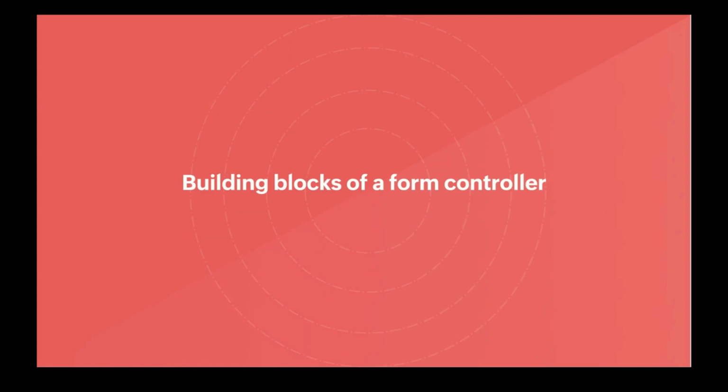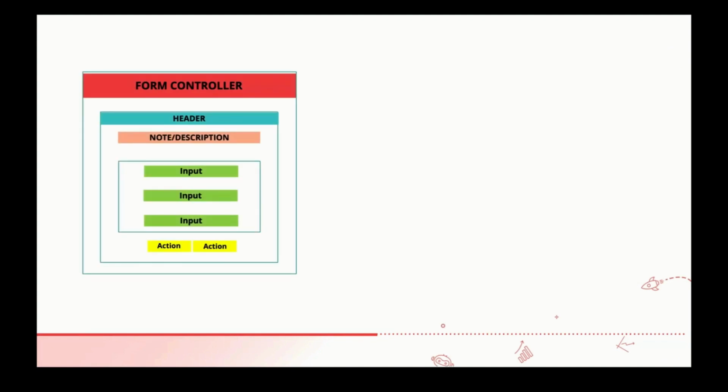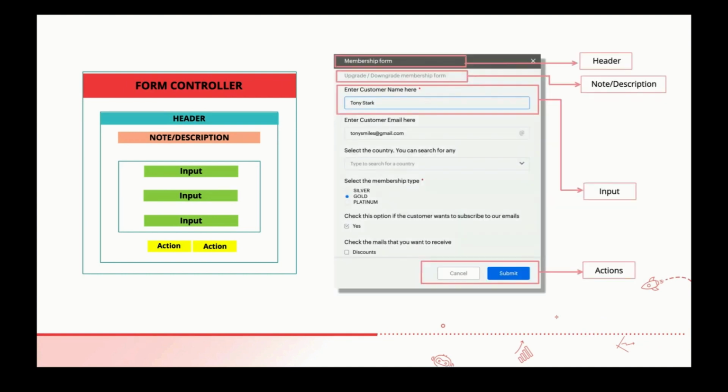Building blocks of a form controller. So inputs are the building blocks of a form, like how sections are building blocks of widgets. Inputs are the building blocks of a form. So a typical form actually consists of a header, then it has a note or a description about the form, and then it has a collection of different inputs and actions. So here we have an example to help you get better clarity. In this membership form example, the header of the form is the membership form. So I've labeled all of these different elements for your reference.